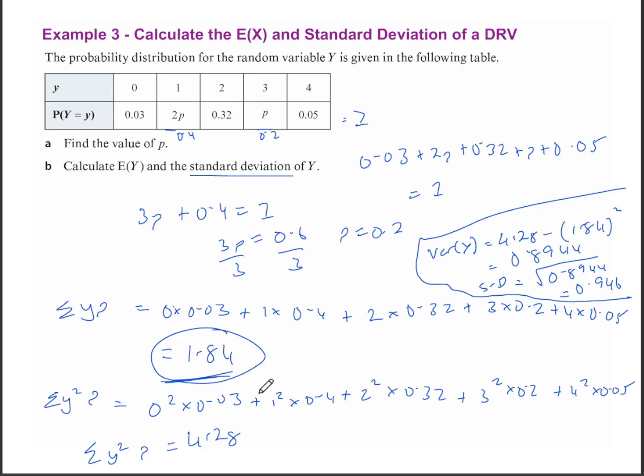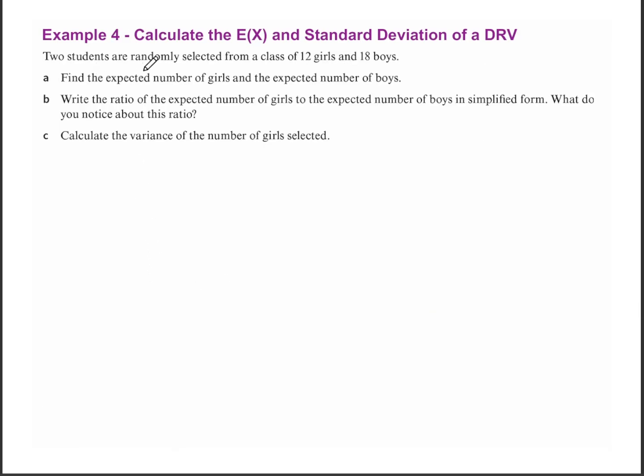So that's going to be our standard deviation part, and this is going to be our expected value of the random variable y. Finally, 2 students are randomly selected from a class of 12 girls and 18 boys, and we have to find the expected number of girls and the expected number of boys. So firstly, let's have a discrete random variable, and we keep 2 of them, b and g, for boys and for girls. We can have 0 boys, 1 boy, or 2 boys in our selection, because only 2 students are selected. Similarly for girls, 0 girls, 1 girl, and 2 girls.